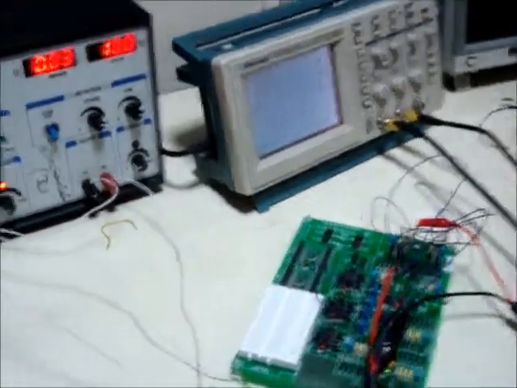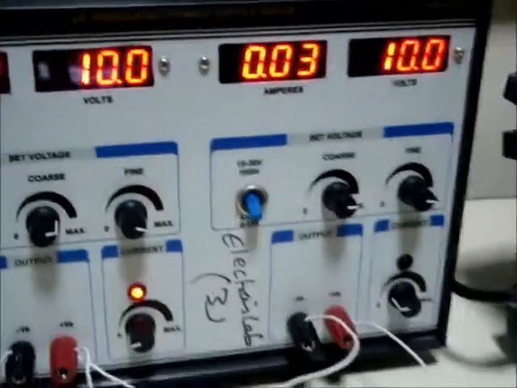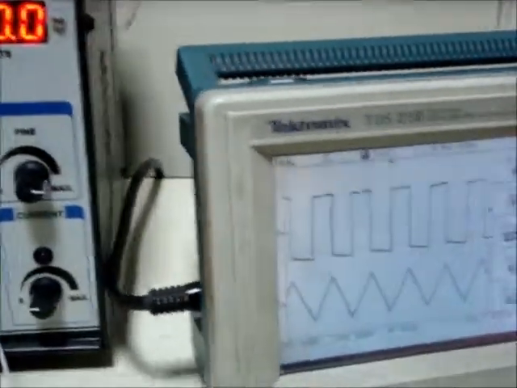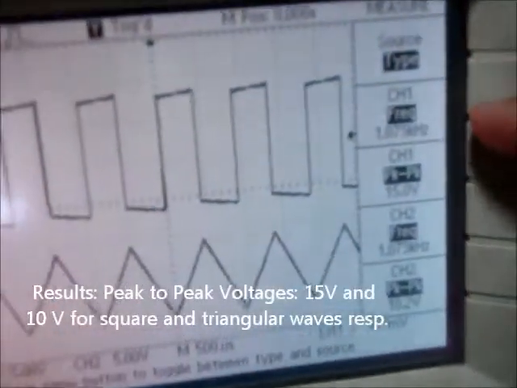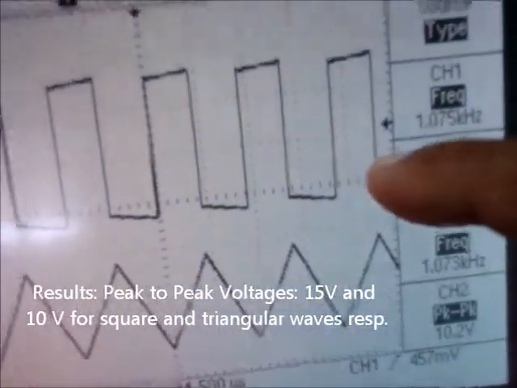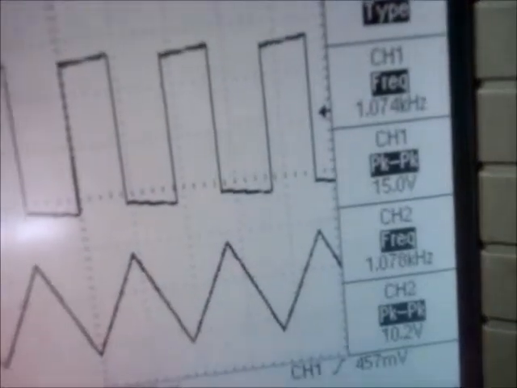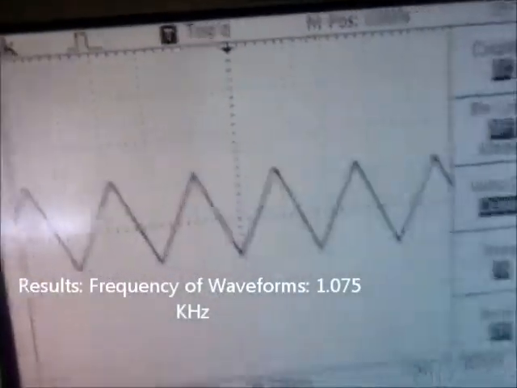The connections have been made as shown here. The op-amps have been biased using 10 volts of the dual mode supply, providing currents of 20 and 30 milliamperes as shown. This is the result that we saw on the oscilloscope. The triangular wave provided a frequency of 1.075 kHz and a peak-to-peak voltage of 10.2 volts, while the square wave had an amplitude of 15 volts peak-to-peak.